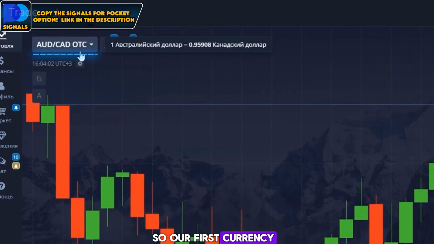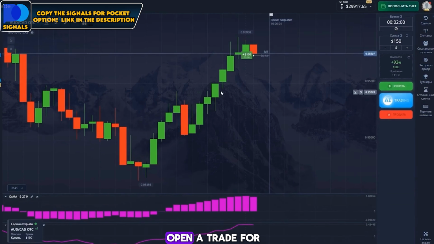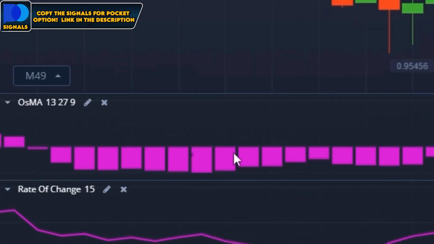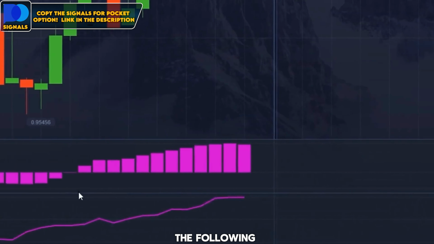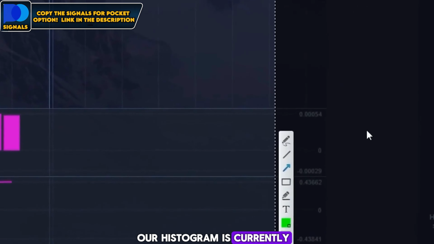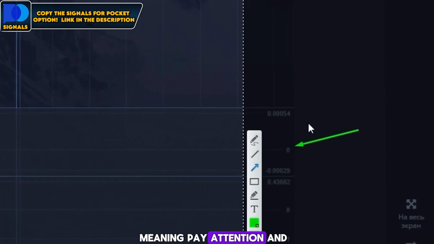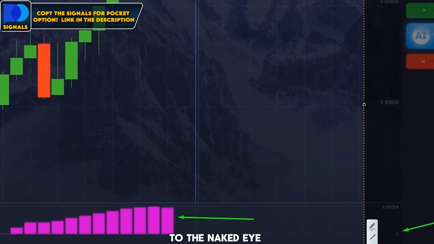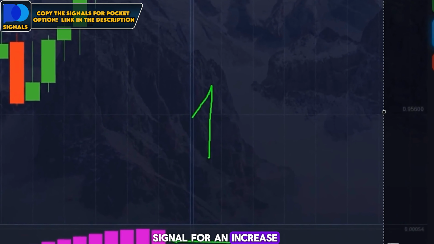So, our first currency pair is OutCat UTC. Open a trade for an increase for 2 minutes with an amount of $150. First, we pay attention to our Osmo indicator and what we see from it. We see the following. Our histogram is currently above 0, meaning pay attention, and it is directed upwards. This is basically visible to the naked eye. This is the first signal for an increase.